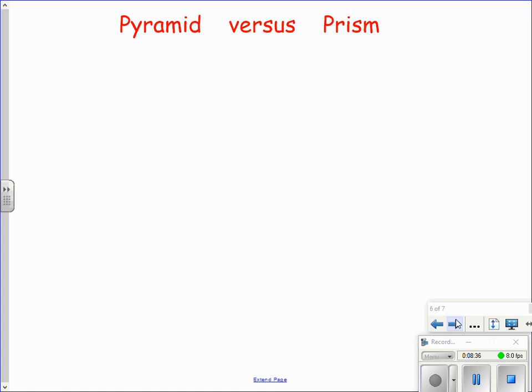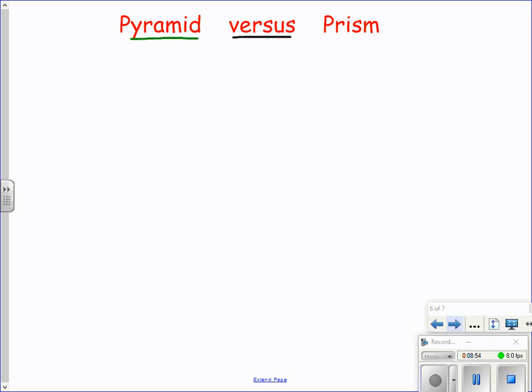Next, we want to talk a little bit about a pyramid versus a prism. No, they're not playing a game against each other. It's just what's the difference between a pyramid and a prism. Well, I don't know, Nix. How am I supposed to know that? Well, luckily for you, Charles, I do know that, and I'm going to help you out here.